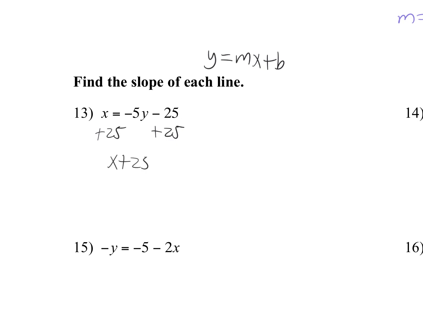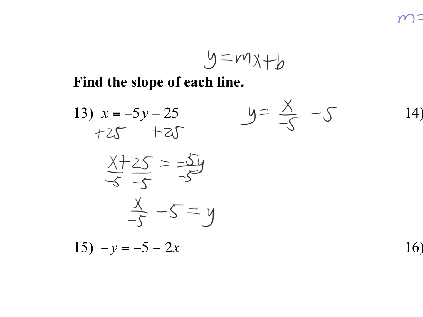So we get x plus 25 equals negative 5y. And then now let's divide both sides by negative 5. So let's divide everything by negative 5. And then we get x over negative 5 minus 5 equals y. Right, so it isn't slope-intercept form, it's just backwards. Again, it's fine. It's not a big deal. If you don't like it this way, you can rewrite it. So we get y equals x over negative 5 minus 5.